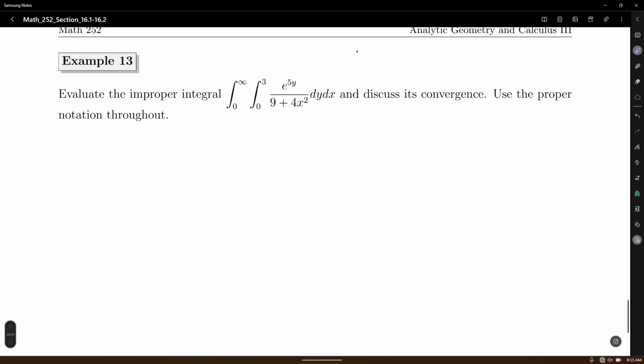Again, for instance, if you integrate e to the negative 3x dx, what's that? From 0 to infinity, for instance, right? Yes, that's negative 1/3 e to the negative 3x from 0 to infinity. And then what would you do? Upper limit minus lower limit, that equals negative 1/3 times e to the negative 3 times infinity minus e to the negative 3 times 0.